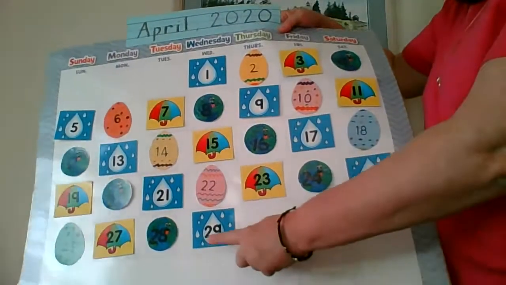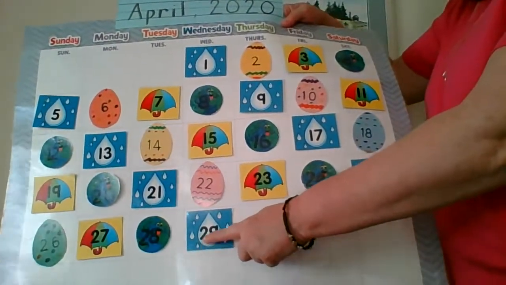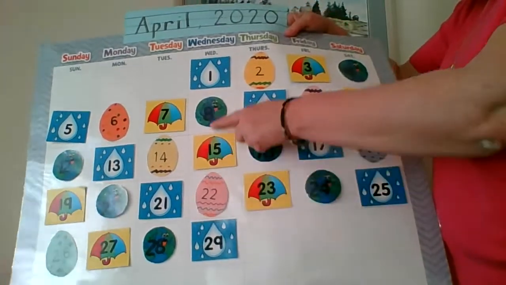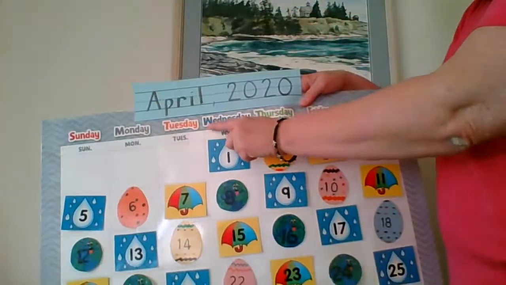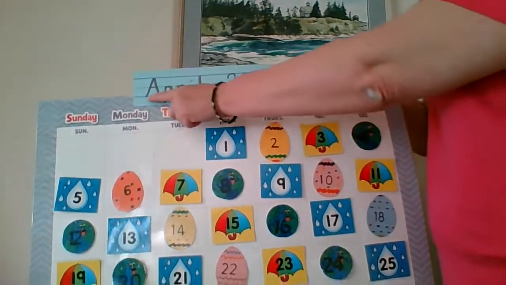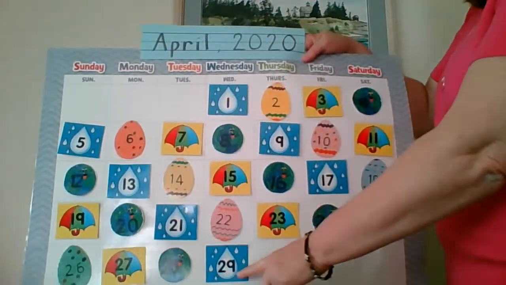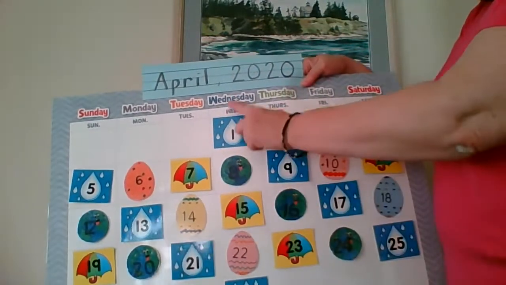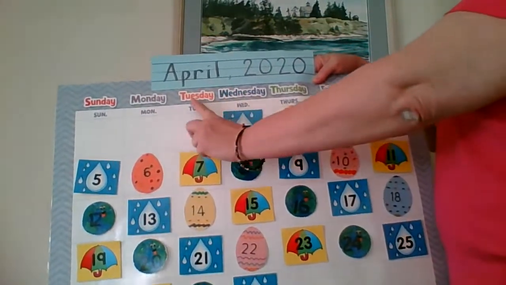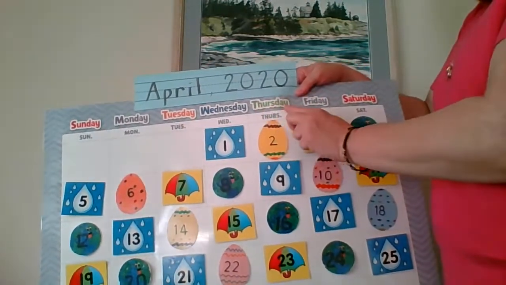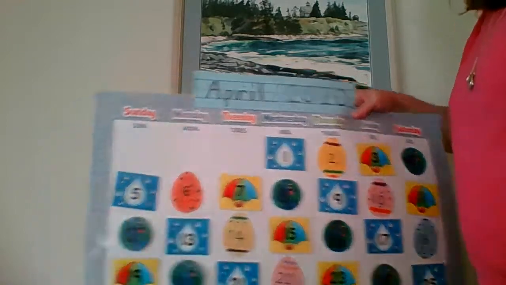When I put my finger on the very last number on the calendar, it's a 29. I move my finger up, and the calendar tells me today is Wednesday. So today is Wednesday, April 29th, 2020. The calendar tells me yesterday was Tuesday, and tomorrow will be Thursday. So let's write that in our notebook.